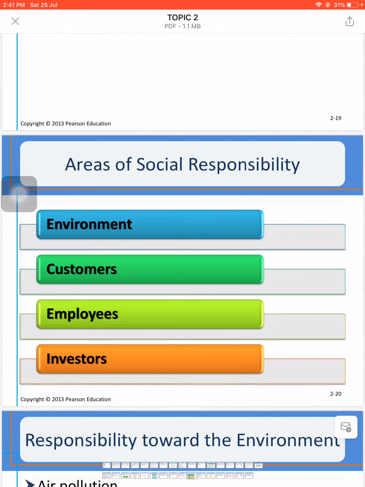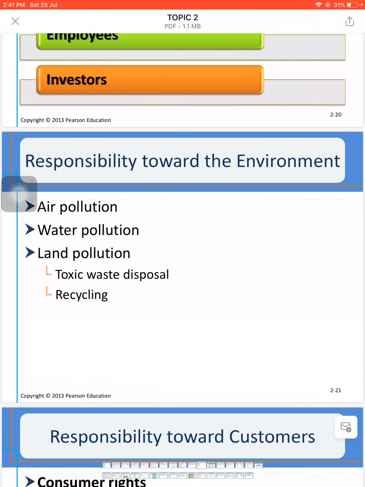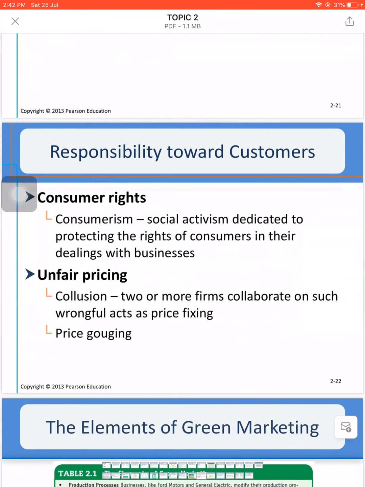And next is land pollution. Okay, actually it's over here, okay. Actually it's over here. Land pollution, which is toxic waste disposal and also recycling, okay. What you have to do in order to be responsible towards the land, because we have to save our land, we have to save our planet, so we do recycling, okay. Contohnya macam proper toxic waste disposal and recycling programs are allowing companies to help to restore land quality and also to prevent further contamination, okay. Okay, next is responsible towards customers.